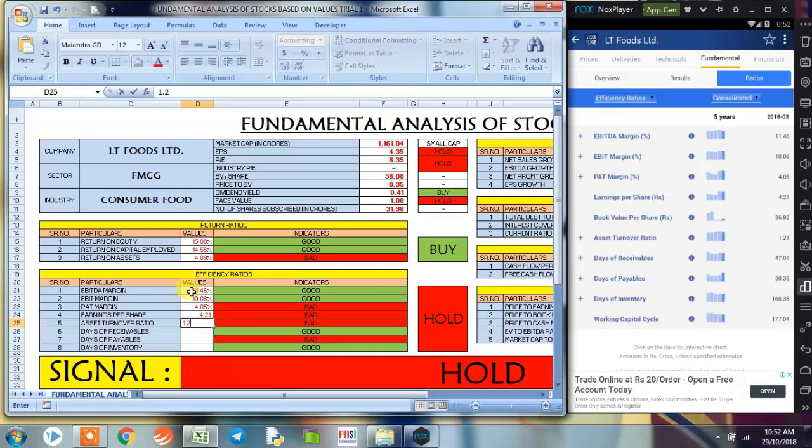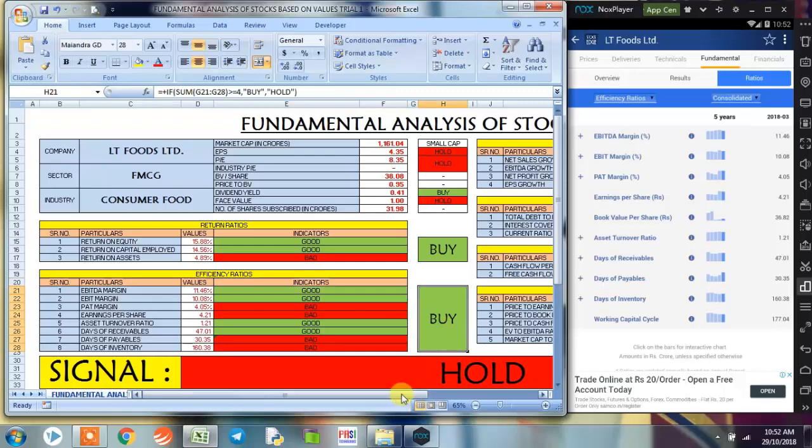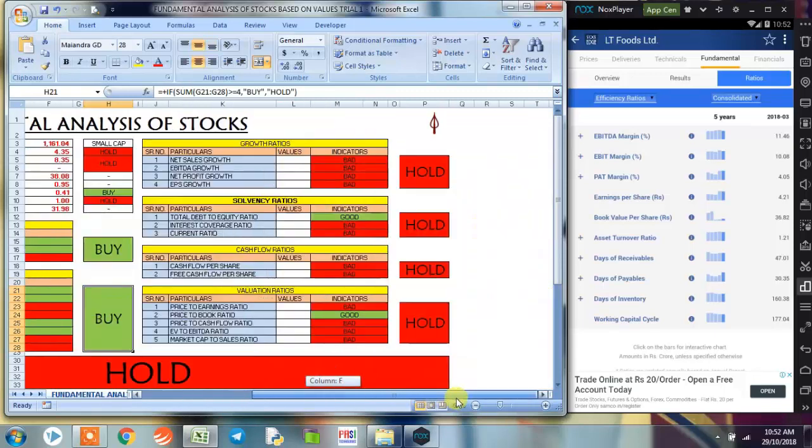Asset turnover ratio is 1.21. Days of receivables is 47.01 and days of payables is 30.35. Days of inventory is 160.38. So overall efficiency ratio has also given us a signal to buy this stock at this point of time.